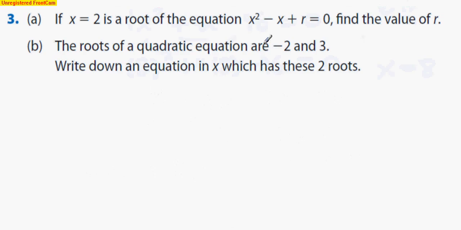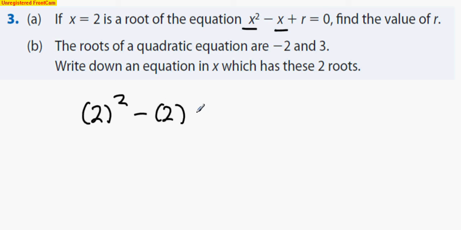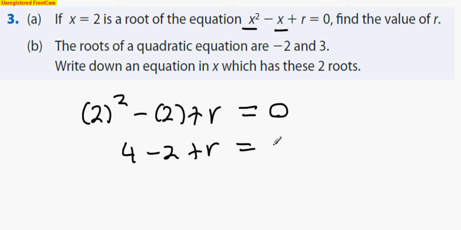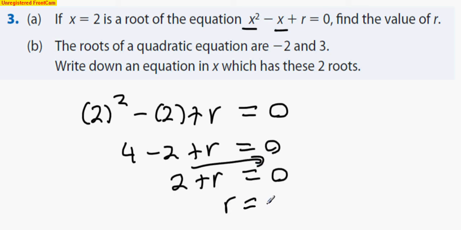So what we're going to do is replace x with 2. So we're going to get 2 squared minus 2 plus r equals 0. Then we can find out what r is. 4 minus 2 plus r equals 0. 2 plus r equals 0. Bring the 2 over the other side. r must equal minus 2.